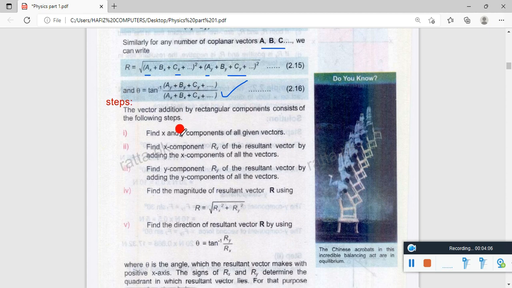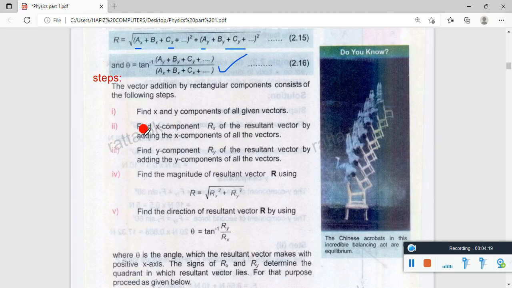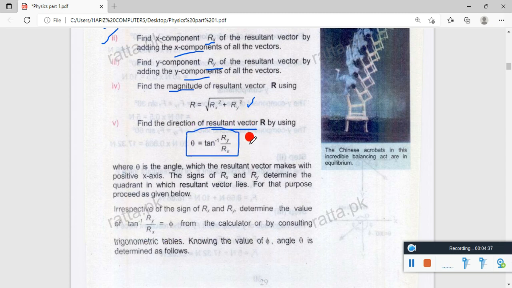Now, how do we find the vector addition of these rectangular components? This consists of the following steps. First of all, find the x and y components of all the given vectors. Find the x component Rx of the resultant vector by adding the x components of all the vectors. Find the y component of the resultant vector. Then find the direction of the vector. Theta is the angle which the resultant vector makes with the positive x-axis.